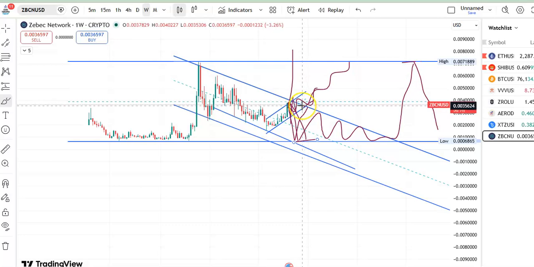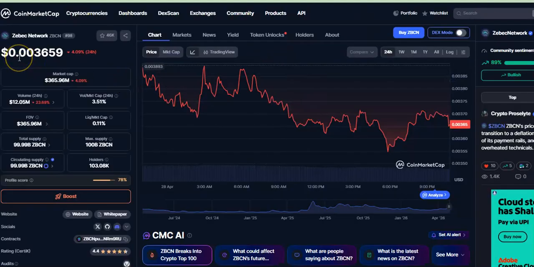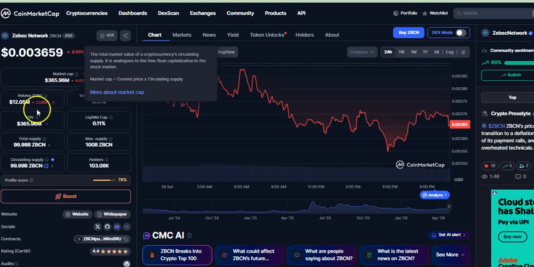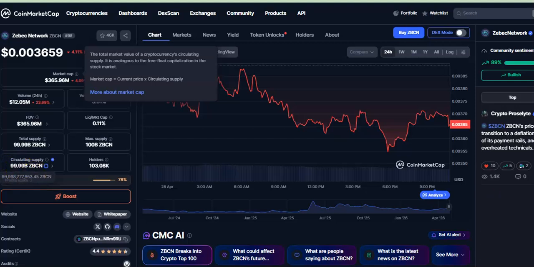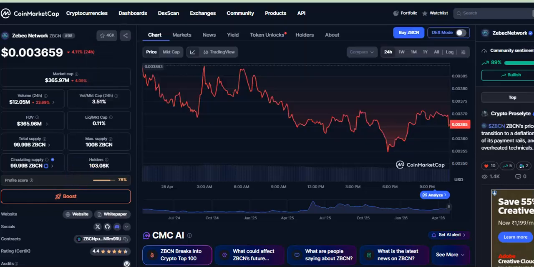Now we'll talk about other important details about this cryptocurrency. You can see the current price is $0.003659. It is down by 4% in 24 hours, and the rank is around 98. Around 46k users are following this cryptocurrency. Market cap is 365 million. Volume in 24 hours is 12.05, and circulating supply is 99.99 billion. Holder count is 103.08k holders for this cryptocurrency.